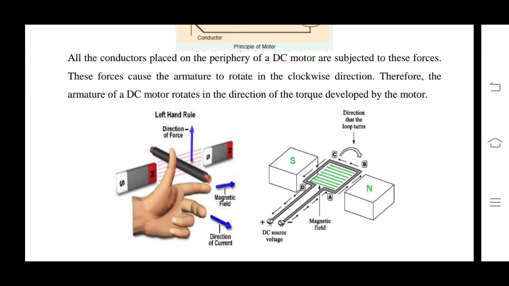So we can observe that the thumb direction is the force direction, the middle finger direction is the current direction, and the forefinger is the magnetic field direction.